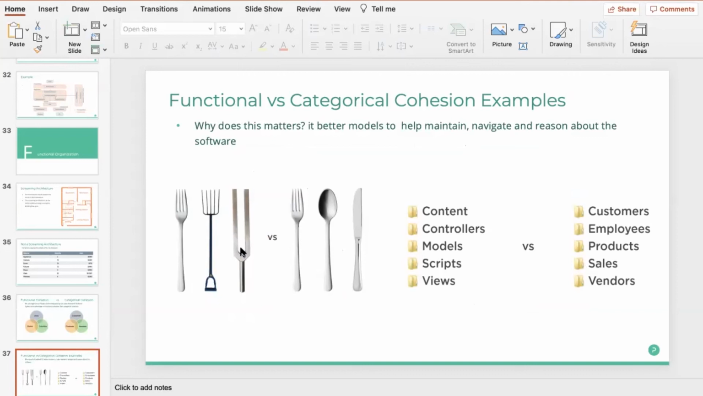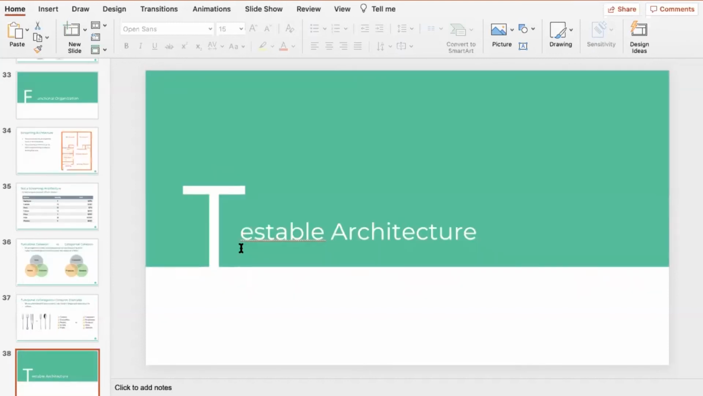So if any of you are doing a categorical-based organization of the code, try to stop doing that and try to embrace a functional cohesion approach. That's what I can recommend. Okay, we are done with the functional organization. Any questions?